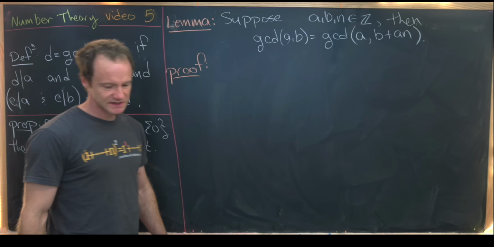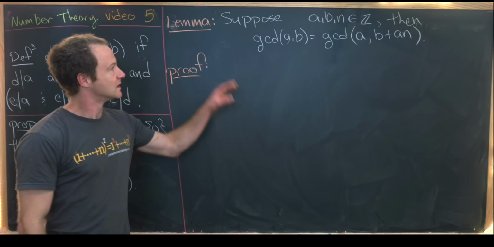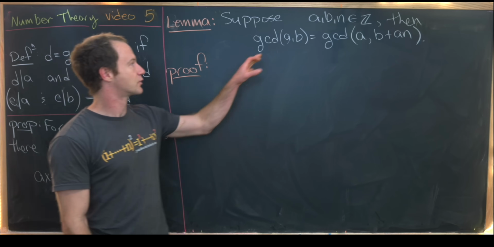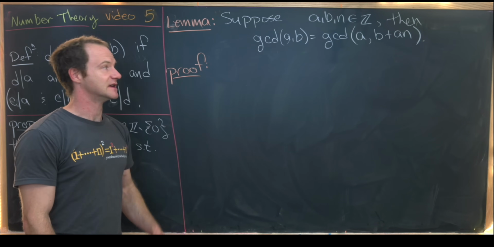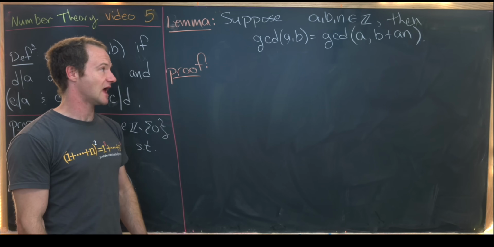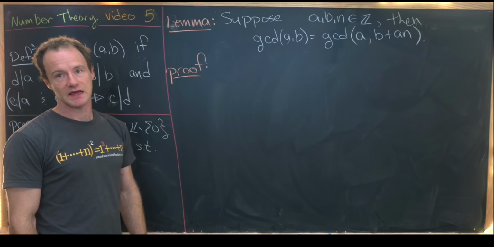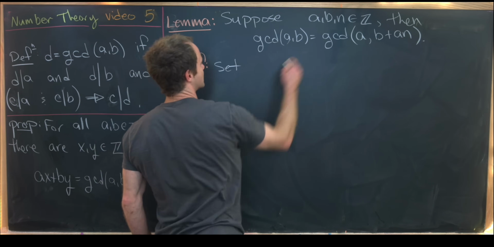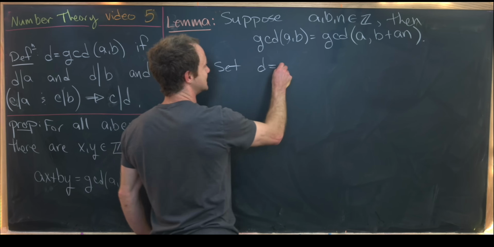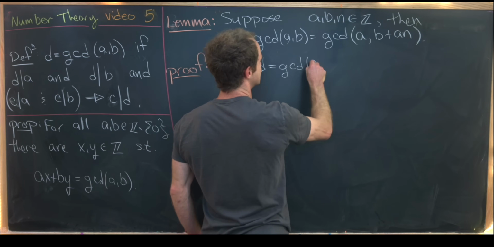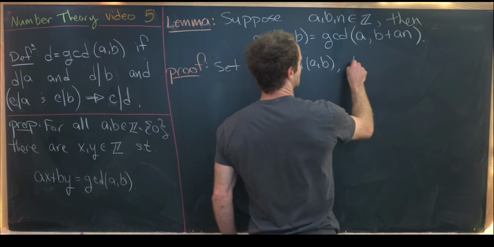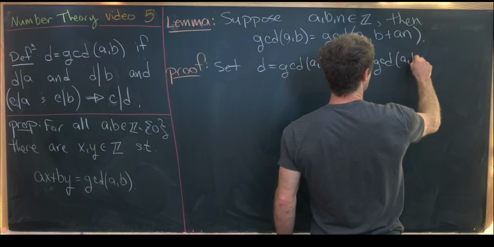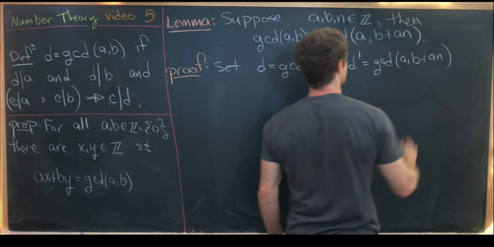Okay, so let's start with the following lemma. Suppose that a, b, and n are integers. Then we'll prove that the GCD of a and b is the same thing as the GCD of a with b plus an. Okay, so let's get to it. Let's maybe give these two numbers names. We'll set d equal to the GCD of a and b, and then we'll set d prime equal to the GCD of a and b plus an.